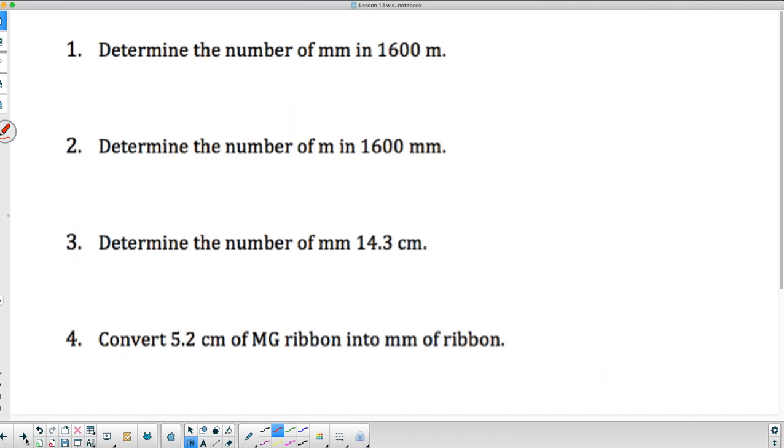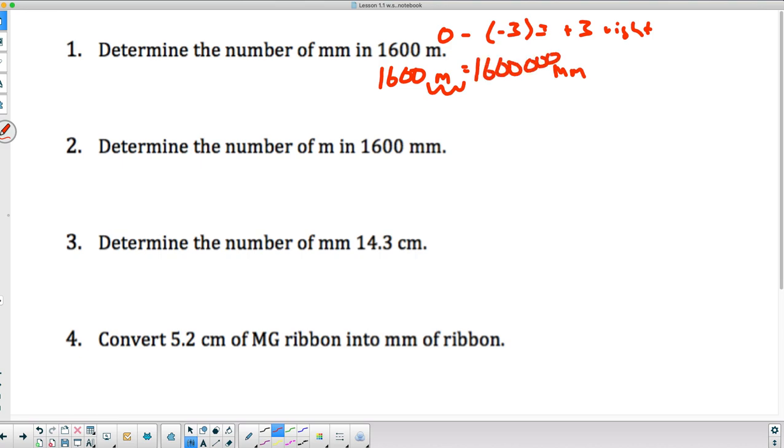Let's keep going because there's more questions here. Determine the number of millimeters in 1,600 meters. That's easy because we start with 1,600. That's where the number starts, like this. And I'm going to millimeters, which means 0 minus a negative 3. That gives me a positive 3, which means to the right. If I'm going 3 to the right, that means I'm going 1, 2, 3. I get 1, 6, 0, 0, and then 0, 0, 0. So that is 1,600,000 millimeters.